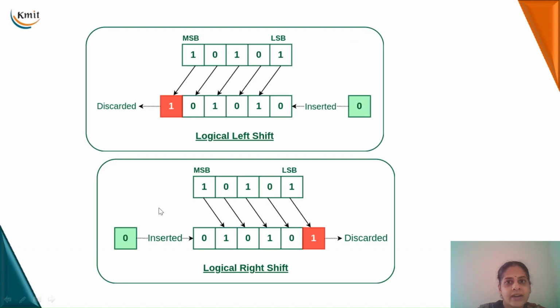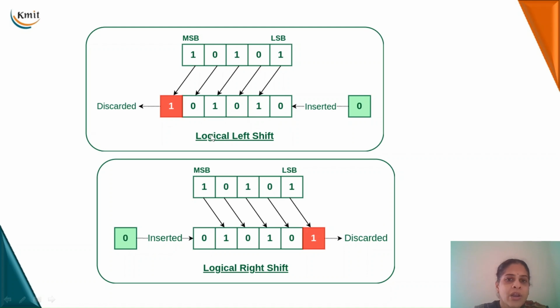If you look at a diagram, you will understand it in a better manner. So this is a logical shift operation. Consider this is the contents of my register that I want to perform a shift left operation. The 0th bit is considered as the LSB and this end of the register is considered as the MSB.